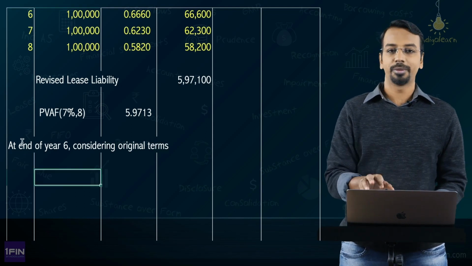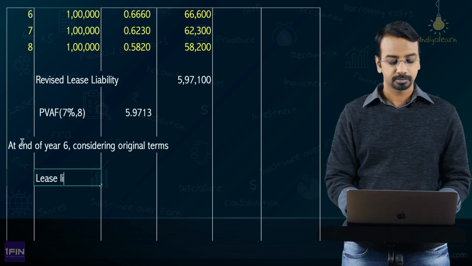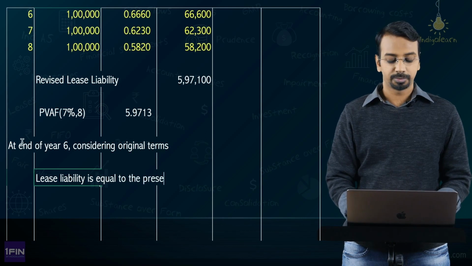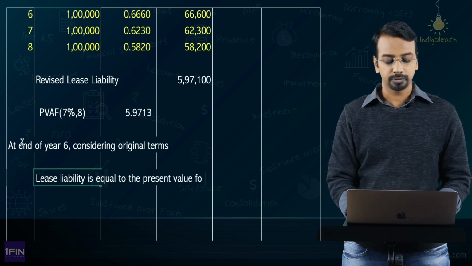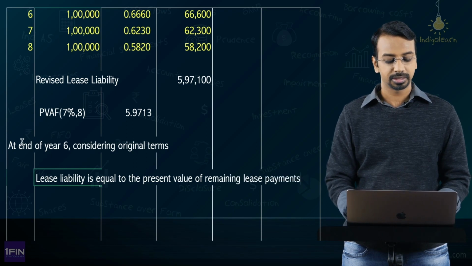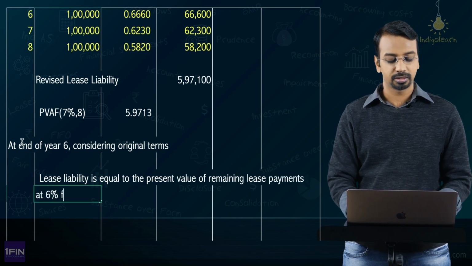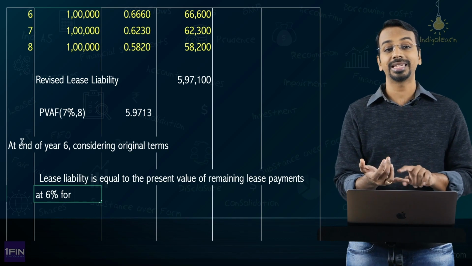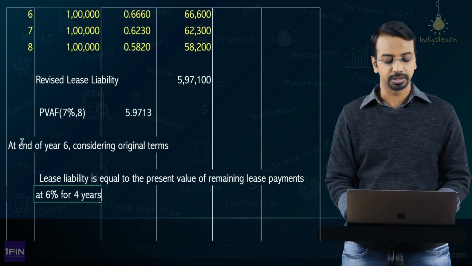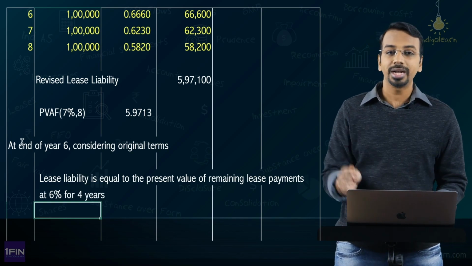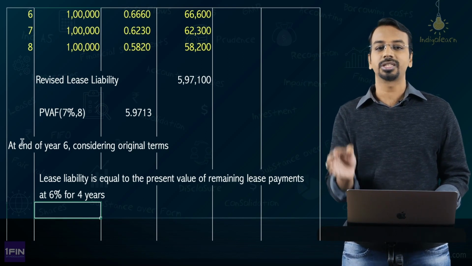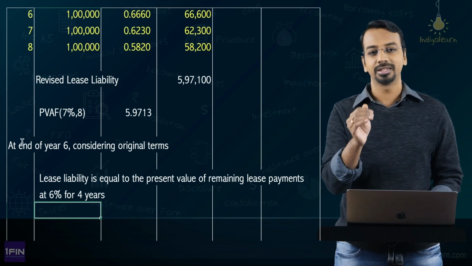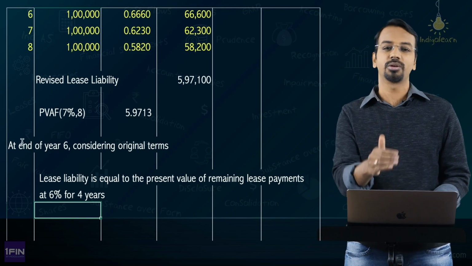The lease liability would have been equal to the present value of remaining lease payments at 6% for how many years are left? 7, 8, 9, 10, so 4 years. If you calculate the present value of 1 lakh for the remaining 4 years, you will arrive at the closing lease liability. This is one way to calculate that.